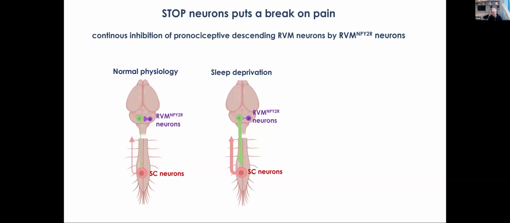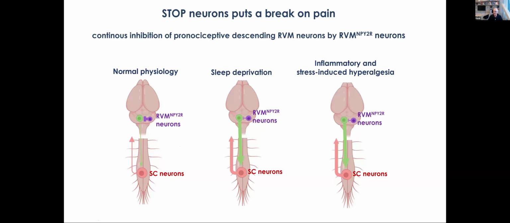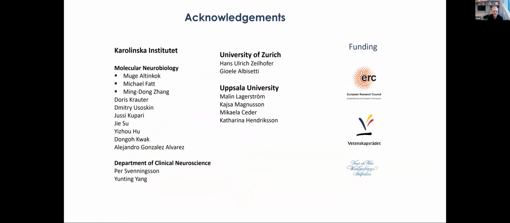And I didn't show you that, but we've done this also for inflammatory and stress-induced hyperalgesia. And again, we find that the activity of these neurons drops, which results in an increase in pronociceptive output. I should say that these neurons are not involved in neuropathic pain. So when we do spared nerve injury, these neurons have no effect at all on that.